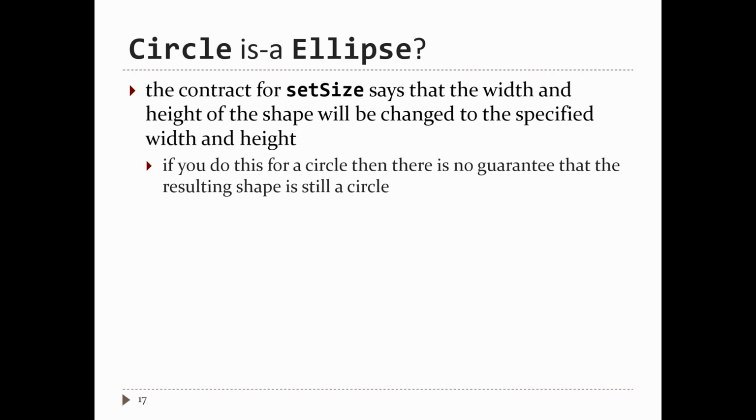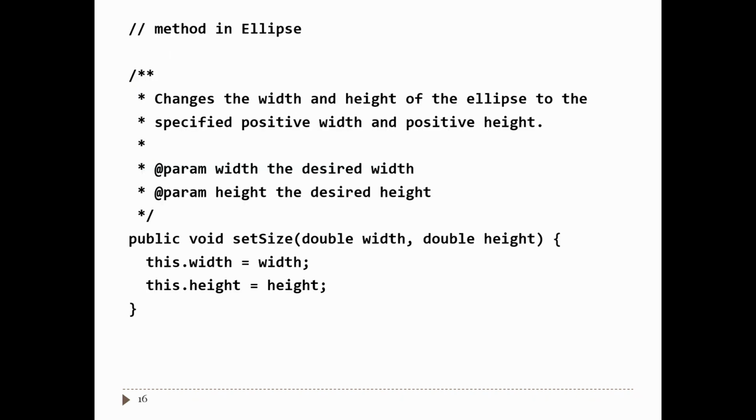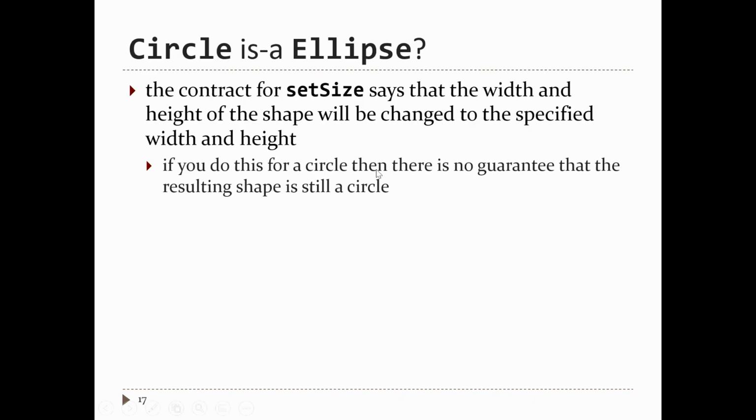Now what's the problem if you have Circle inherit from Ellipse? Circle is also going to inherit this method. So it inherits the setSize method. It doesn't just inherit the method though. It inherits the contract. In other words, the Circle method called setSize also changes the width and height of the circle to the specified width and height. And that's a problem because you can't change the width and height of a circle arbitrarily, because if they're different, it's no longer a circle. So if you call setSize with a Circle object, there's no guarantee that the resulting shape is still a circle, which is probably a problem.